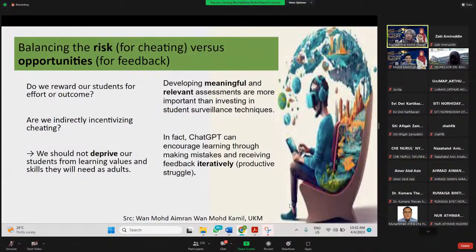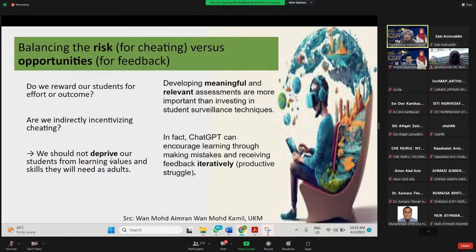This is from a slide I borrowed from my peer speaker from UKM when I gave a talk to UKM previously. So Cik Wan Muhammad Imran highlighted that we need to balance the risk of cheating versus opportunities for feedback. How do we develop meaningful and relevant assessments? Aren't these more important than investing in student surveillance? How can we reward our students for their effort or outcome? Are we indirectly incentivizing cheating?